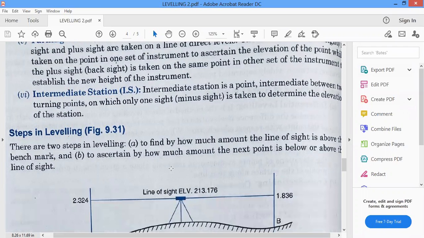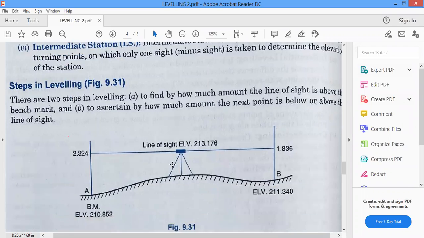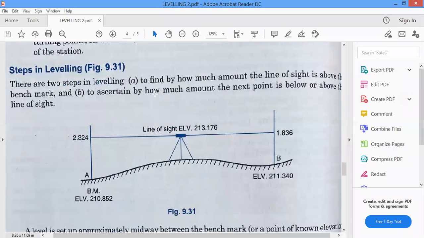Steps in leveling. There are two steps in leveling. One is to find by how much amount the line of sight is above the benchmark, that is nothing but to find the height of instrument. And the next step is to ascertain by how much amount the next point is below or above the line of sight. These are the two steps.